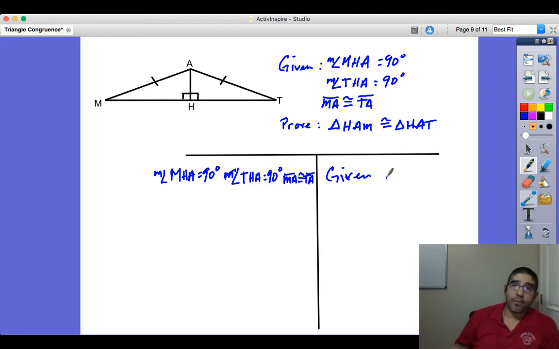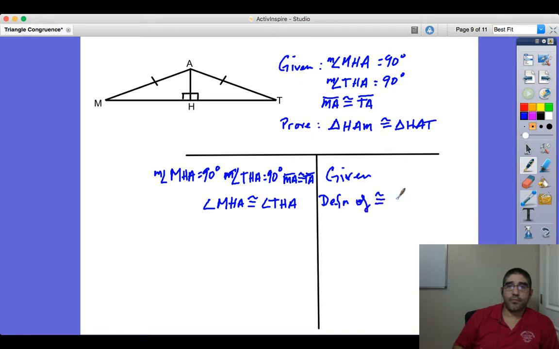Now, because these two have the same angle measure, that means that they are congruent. So since the measure of angle MHA is the same as the measure of angle THA, then we can say that angle MHA is congruent to angle THA, and that is the definition of congruent angles. Okay, so that's what it means to be congruent, that they have the same angle measure.